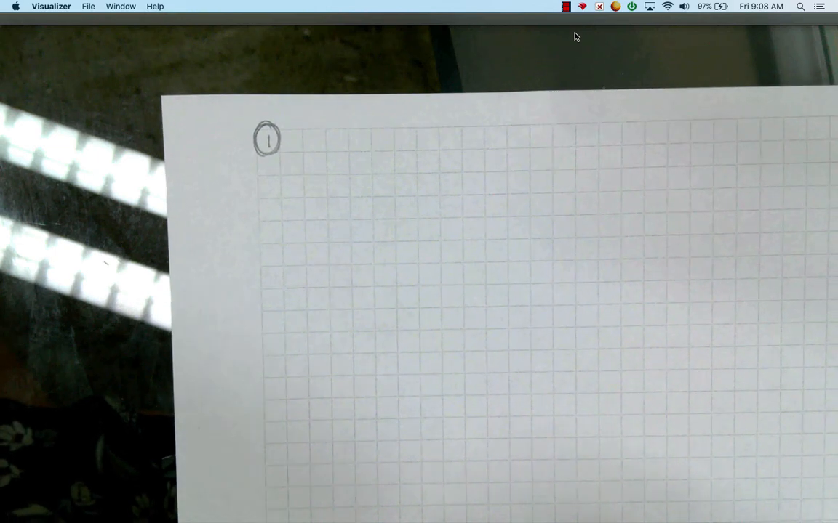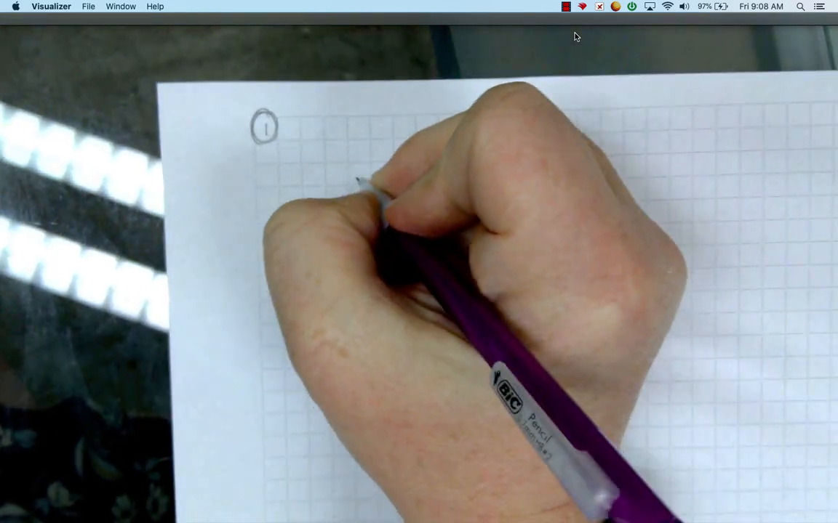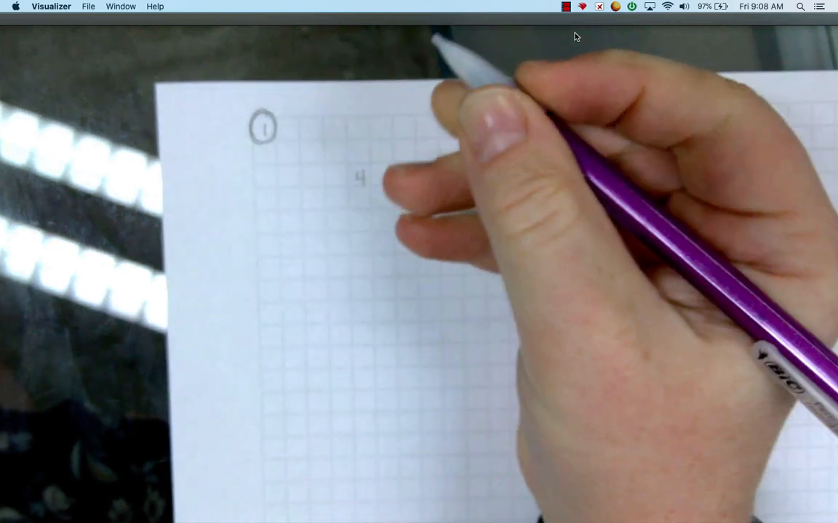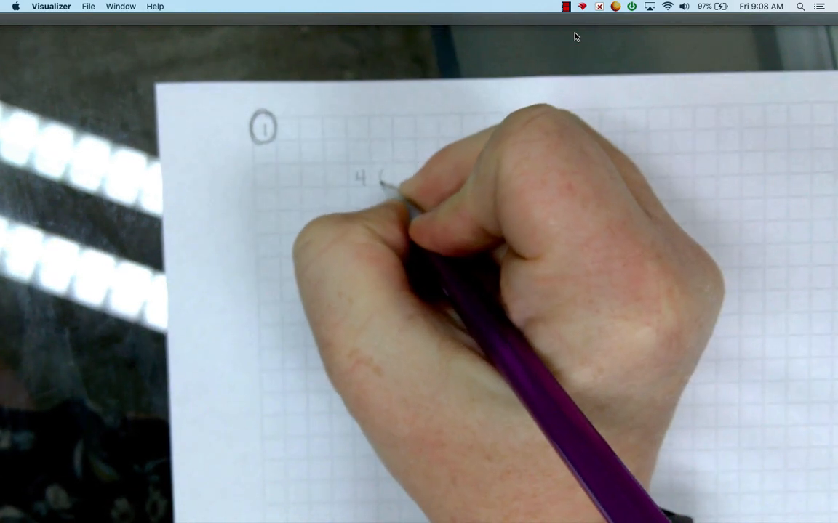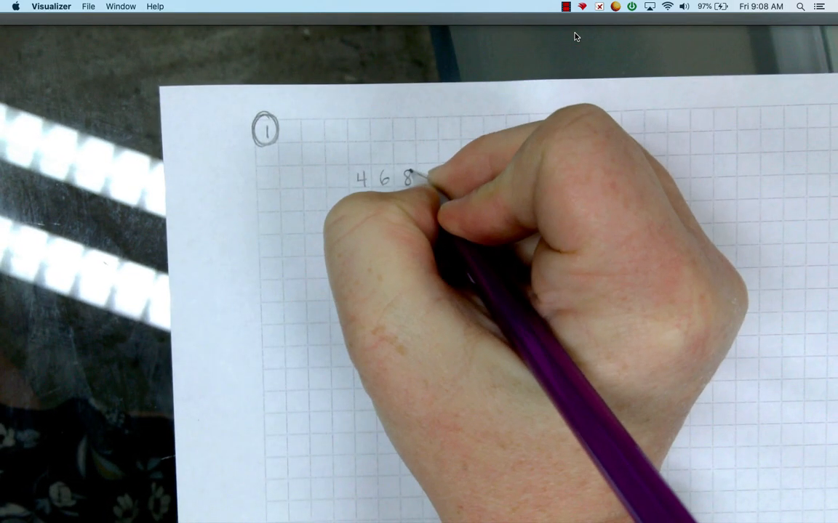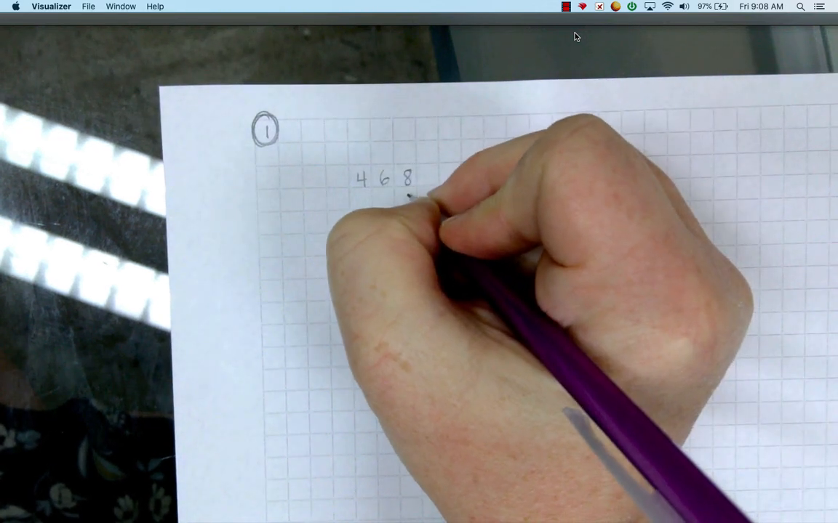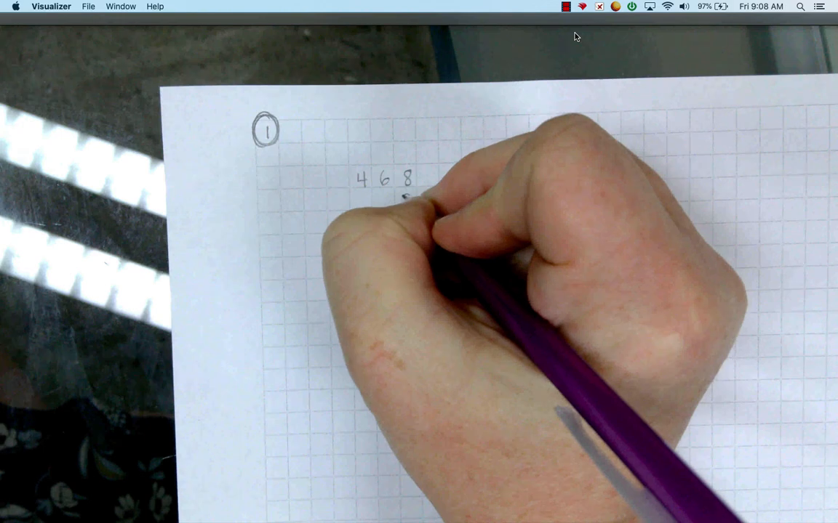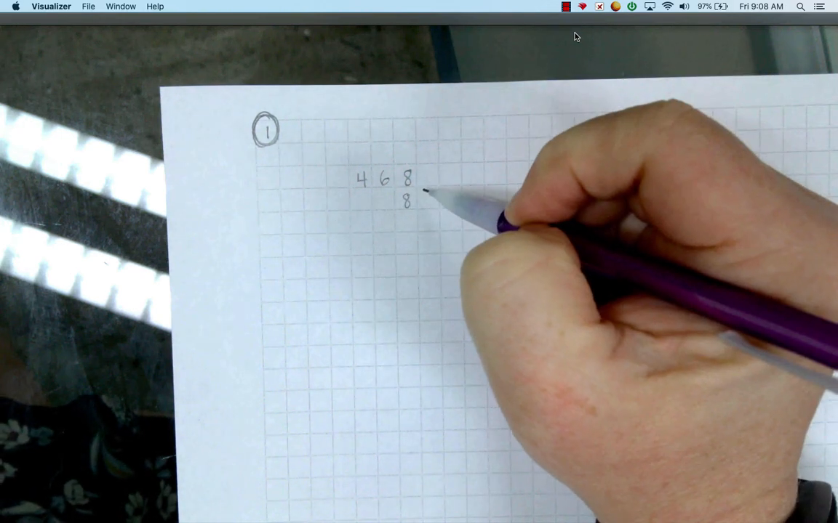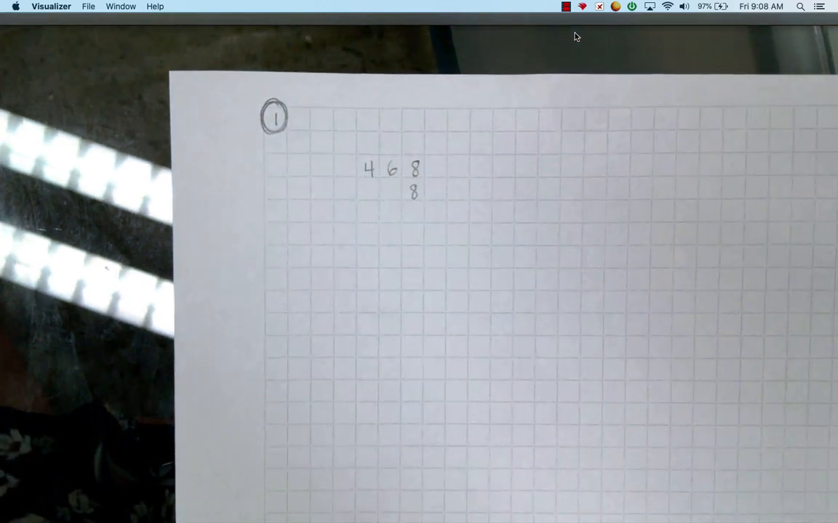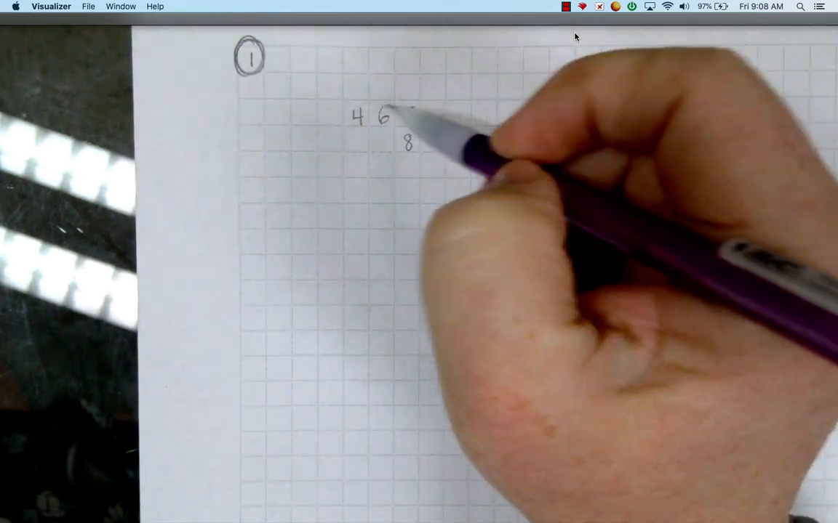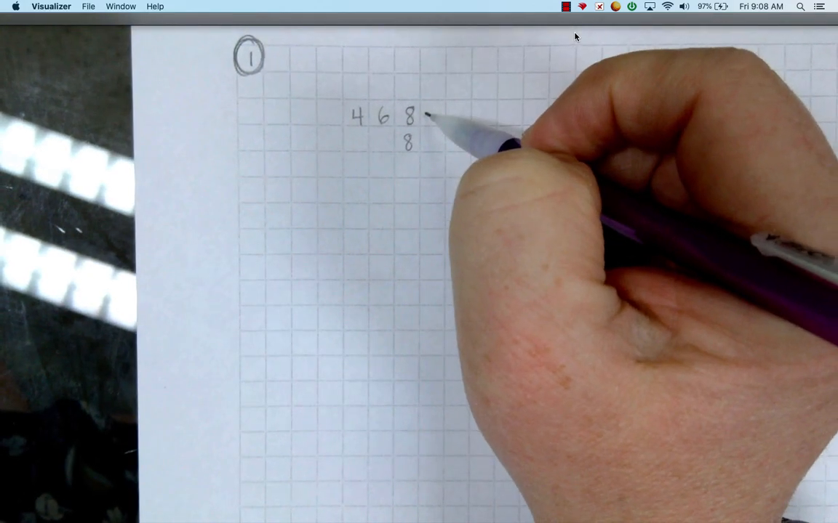So I'm just going to put my digits down. 4, 6, 8, okay, and then times 8. So 8 goes to the last digit. You see what I'm seeing here? The last digit has to align with the last digit of my number on top.